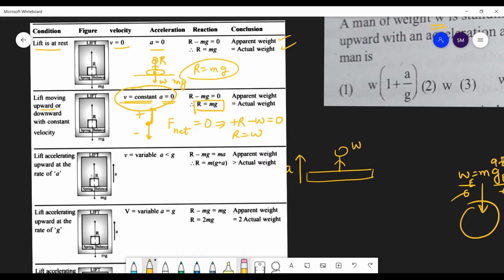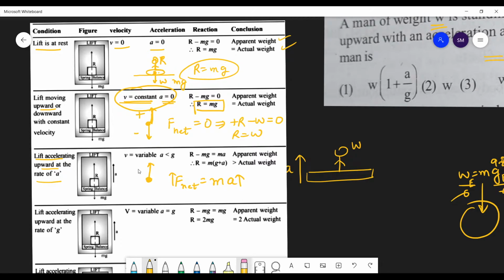Okay. Now our case is, the lift is moving upward with acceleration A. So now see the net force acting on it. The lift is accelerating upward with acceleration A, so it means F net is equal to m into A. Yes, students? Acceleration is due to the net force. What is the direction of acceleration? It's upward. So it means the net force is also upward.